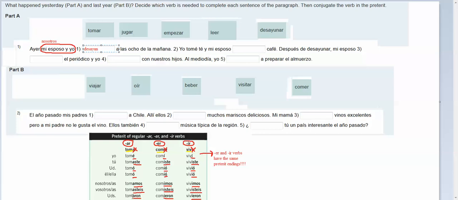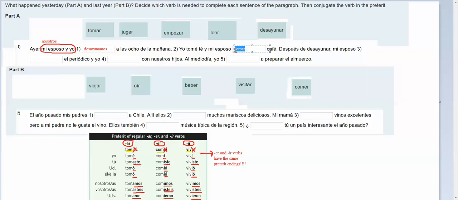So I'm going to look at the AR column and what is the ending that goes with nosotros? If I scroll across here, the ending is an AMOS. So if I want to say my husband and I ate breakfast at 8 in the morning, I'm going to put AMOS. Nosotros desayunamos a las 8 de la mañana. Okay. Then over here, yo tomé té y mi esposo probably, if I drank tea, my husband probably drank café.